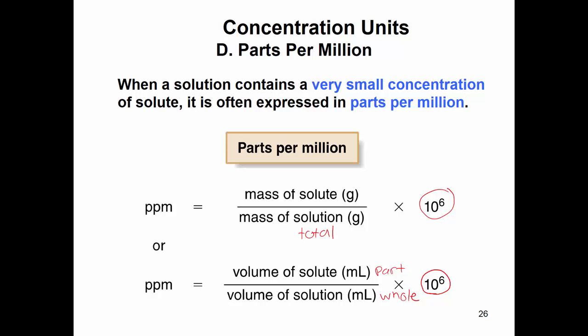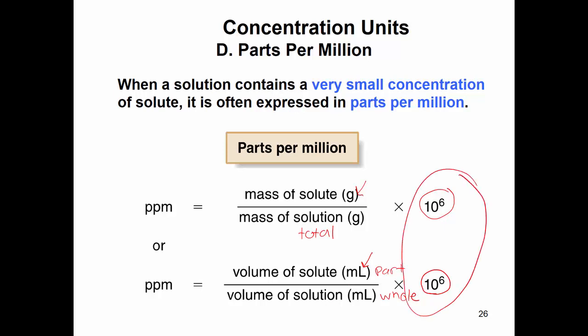You can use parts per million for mass or for volume. So you take that part over whole times a million instead of 100. If you have two liquids, you take the volume of solute, your part, over the total volume of solution. That's your whole, times a million. So it's the same thing. Notice that my units here are grams and here are milliliters. It's just the mass of solute over the total mass of solution, or the total volume, and use volumes here.